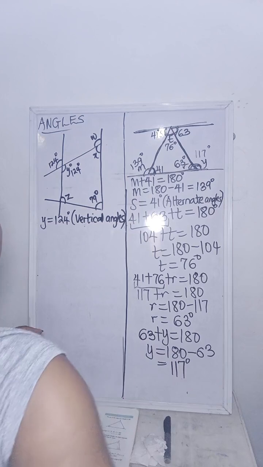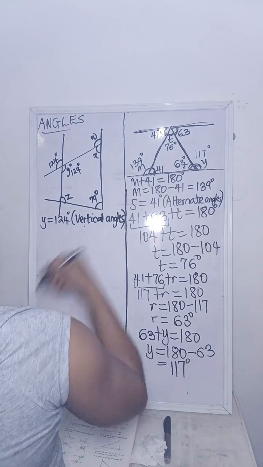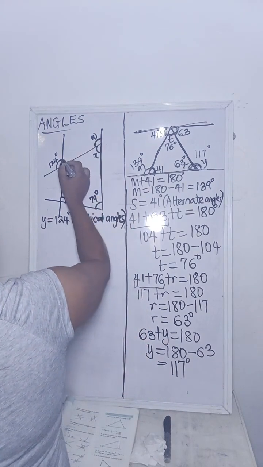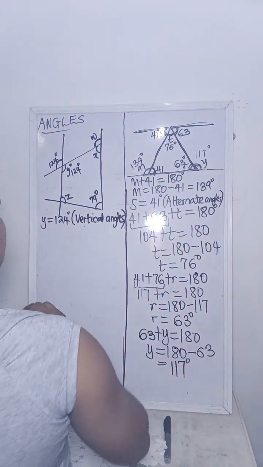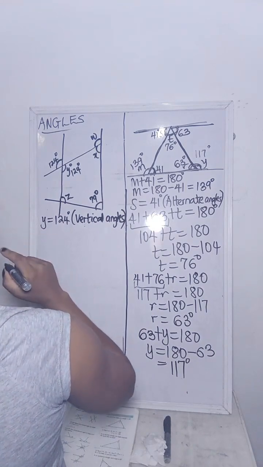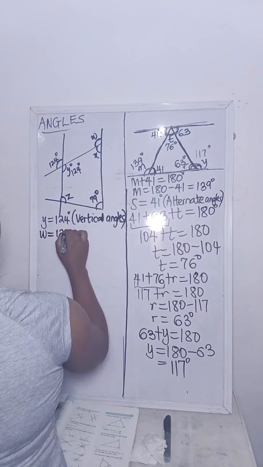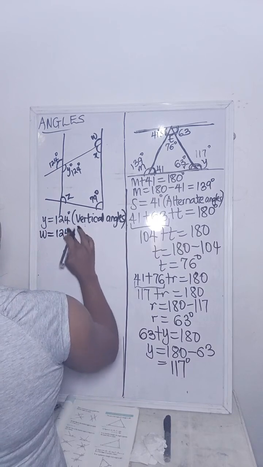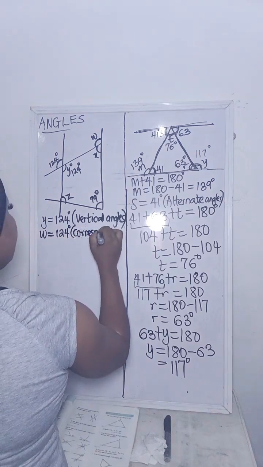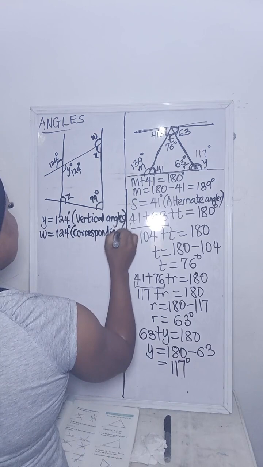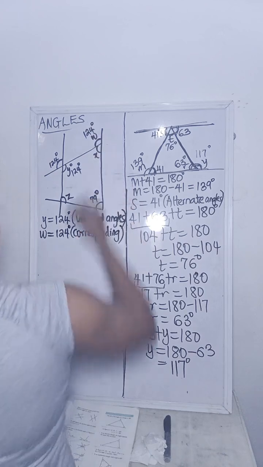All right, so this is 124 degrees. How do we get our other angles? Now you would notice that this angle and this angle are corresponding angles, and we know that corresponding angles are equal. So w is equal to 124 degrees, and that's because they are corresponding angles.